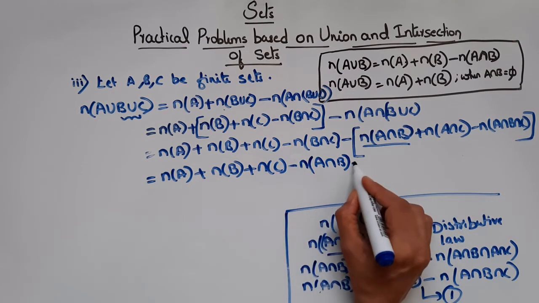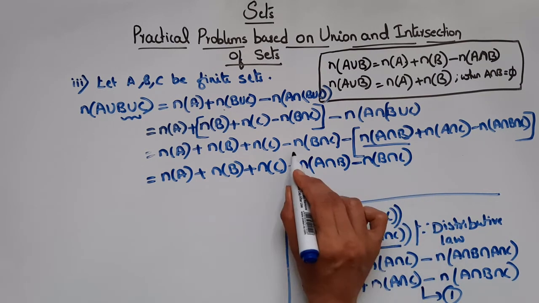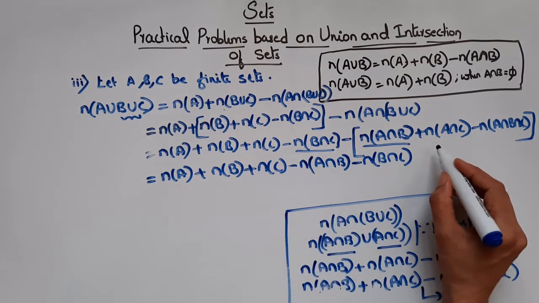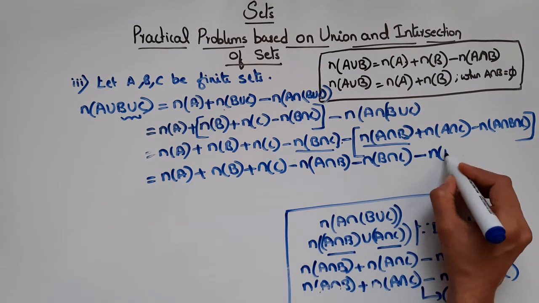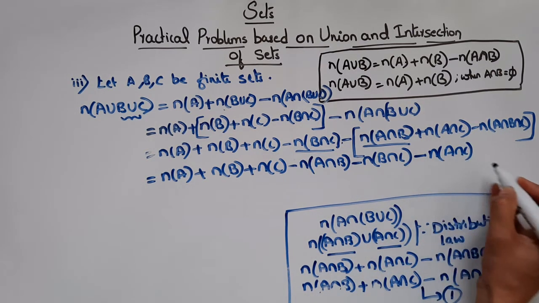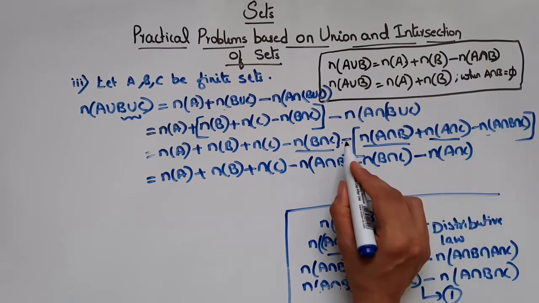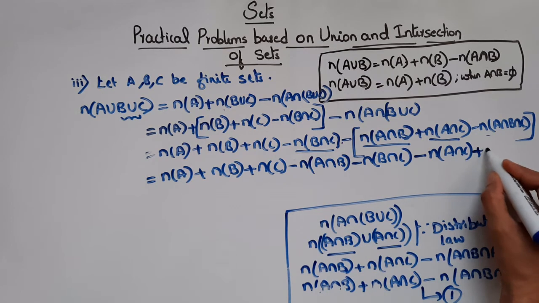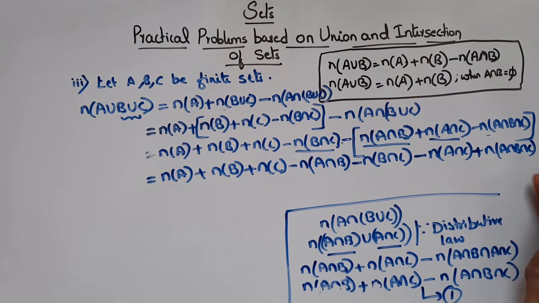Here we have minus n of B intersection C. This term is gone. And here we have minus into plus is minus n of A intersection C, right? And we are left with only one term. This is gone. We are left with only this term. So minus of minus is plus n of A intersection B intersection C.